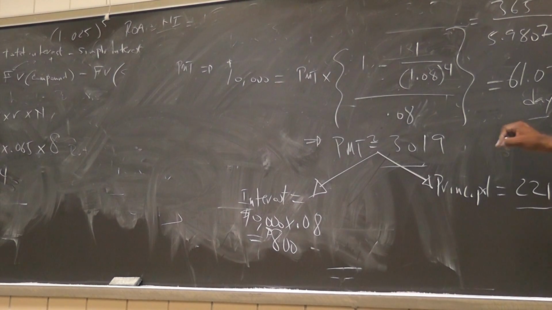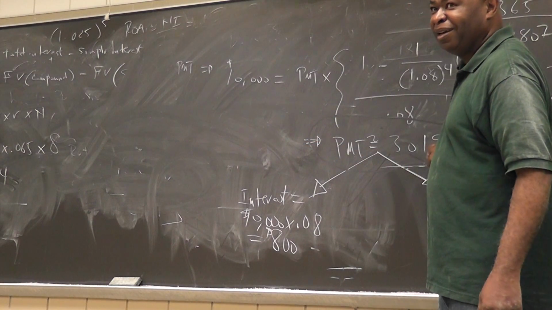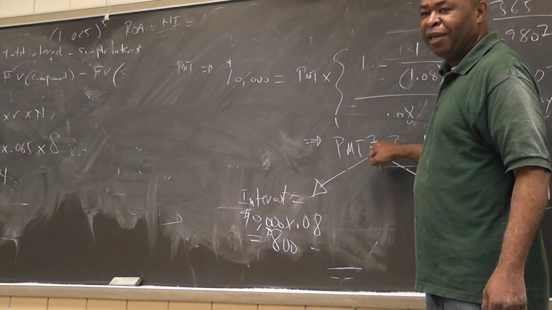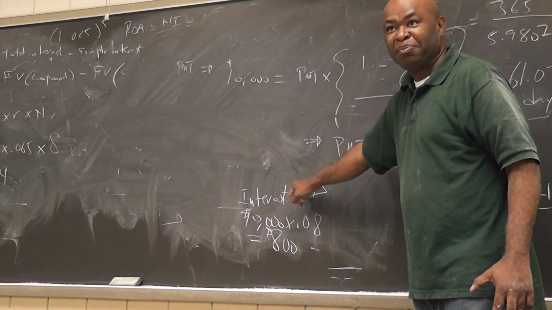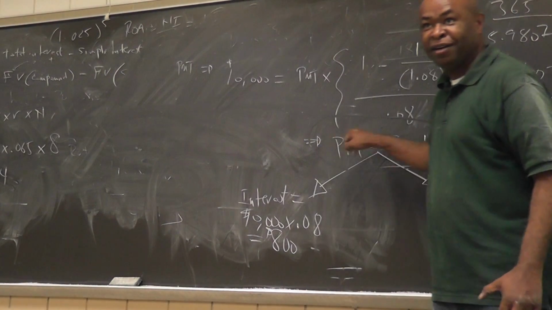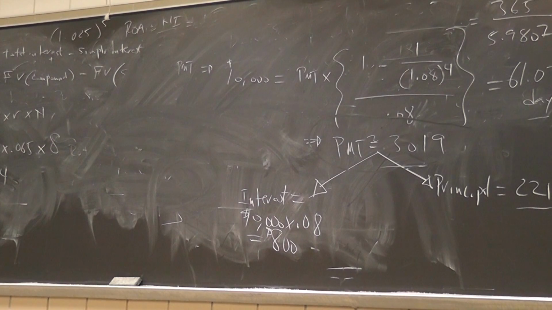Now remember, this approach has a constant total payment, and then we have to separate this into interest payment and principal payment. Next, 24.